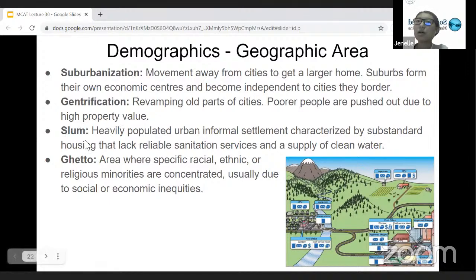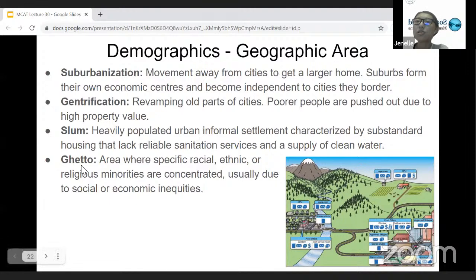Also, slums are considered heavily populated urban informal settlements that are characterized by substandard housing that lacks reliable sanitation services and a supply of clean water. So just very, in a sense, bad conditions, even though they are in this urban setting.